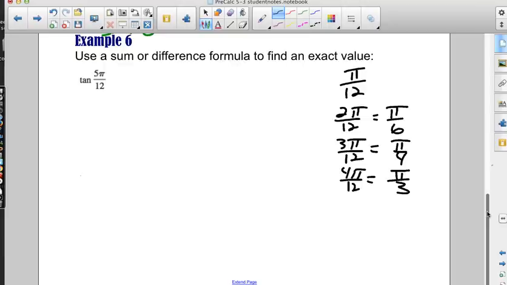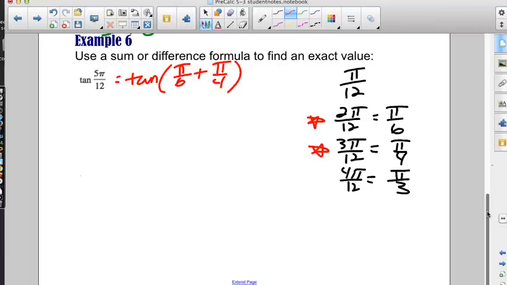You see two of them up there that are going to help us out with 5 pi over 12. Those two right there. 2 pi over 12 plus 3 pi over 12 is 5 pi over 12. 5 pi over 12 is not an angle that we know anything special about. We wouldn't be able to give them an exact value with that. But if we change this to the tangent of pi over 6 plus pi over 4, yeah, we can do that.